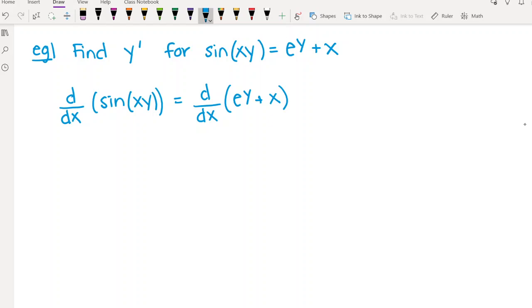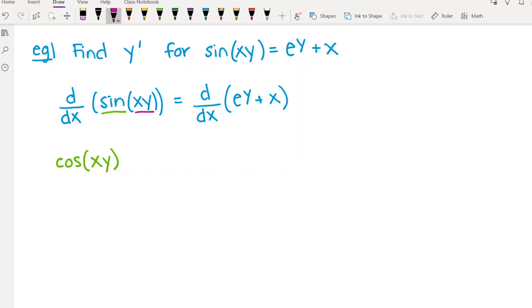So let's start by doing the outer derivative. So we're going to take the derivative of sine, and then we're going to leave our input the same. So the derivative of sine of something is cosine. And so we have cosine of x times y. So we're taking the derivative only of the outside and leaving the inside alone. Then we have to multiply by the derivative of the inside function.